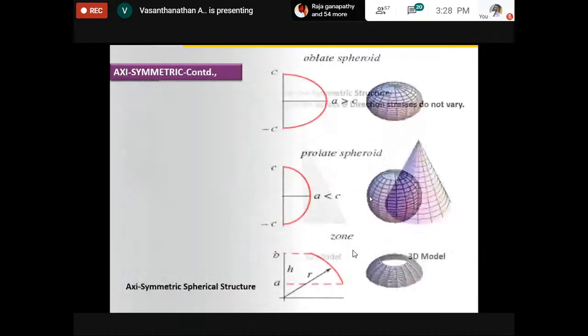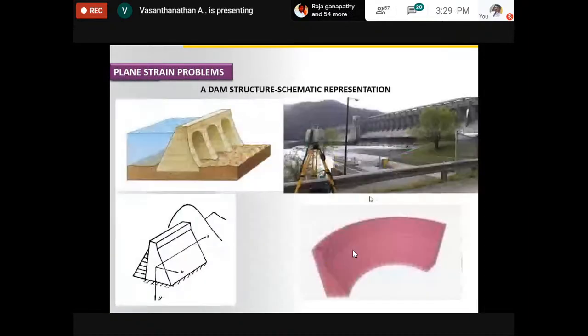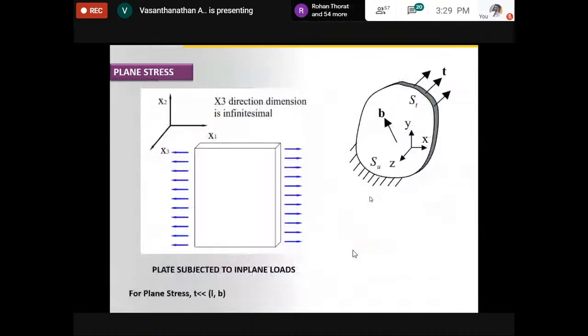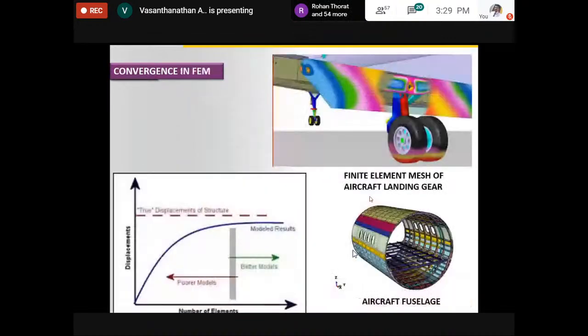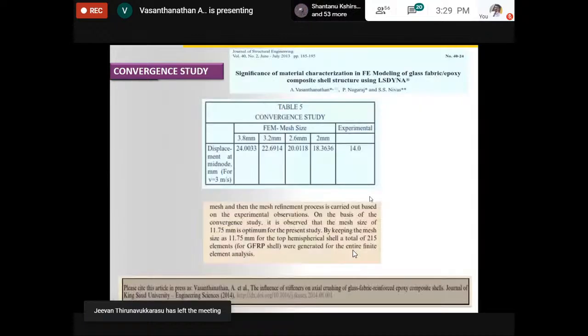Now, suppose I am considering the entire fuselage. I think in some of the slides I showed you the fuselage structure. I'll go to that slide. Yes, you see the fuselage here. The fuselage is a long structure. It is not that I have to model the complete fuselage. You can take a slice of it and you can solve it. That is enough.